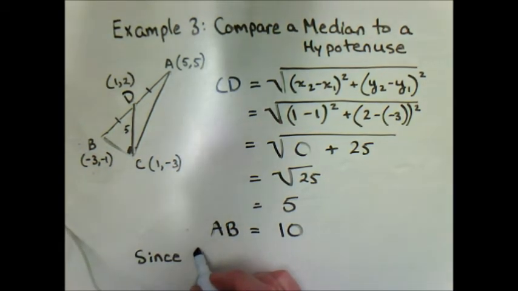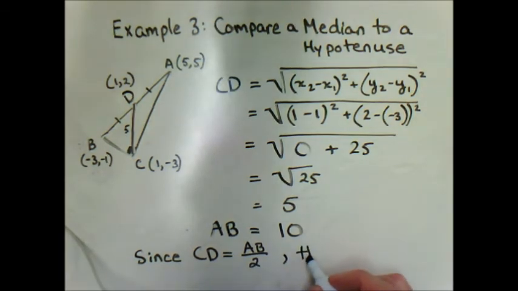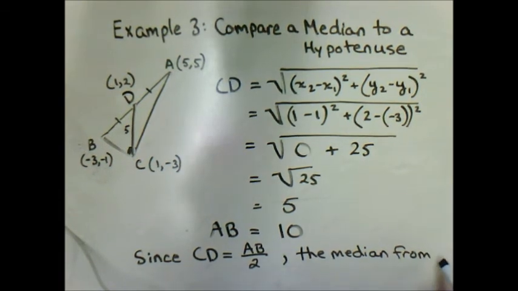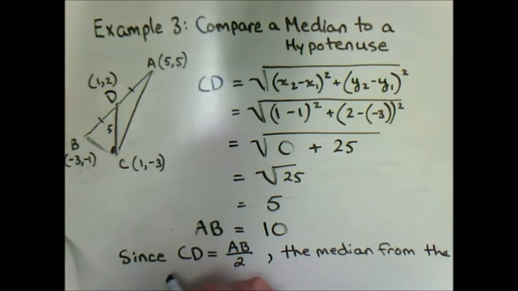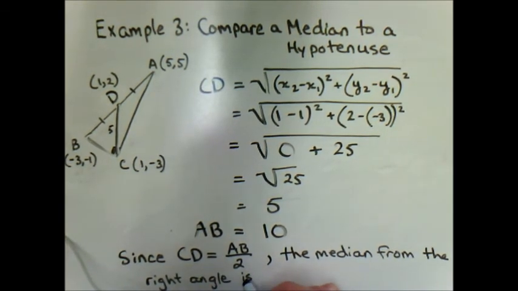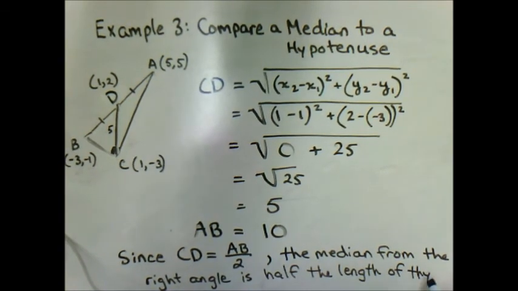Since CD equals AB divided by 2, 5 equals 10 divided by 2, the median from the right angle is half the length of the hypotenuse.